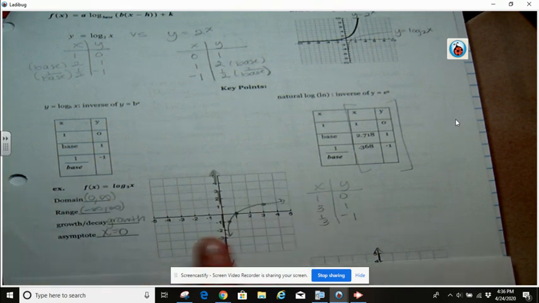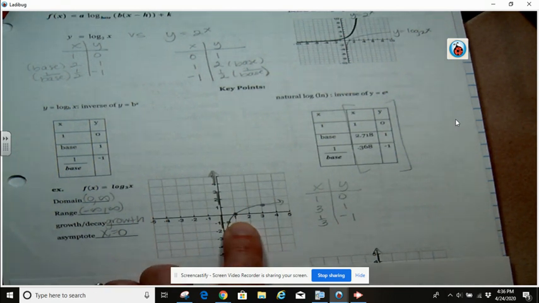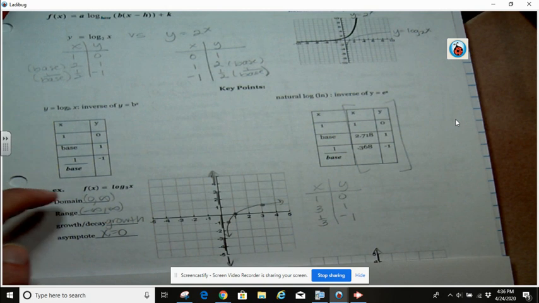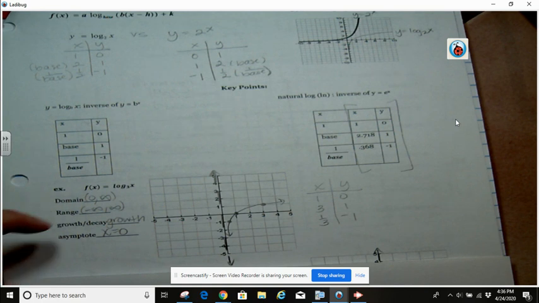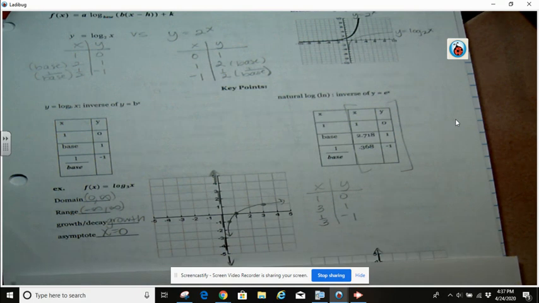Again, for the most part, you just need the asymptote in the right place and the x-intercept in the right place. The domain is based on the asymptote, so 0 to infinity. The range of all log functions is -infinity to infinity. And this shows growth because as x gets bigger, y is also getting bigger.